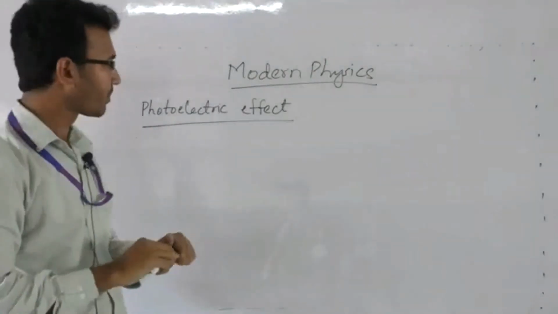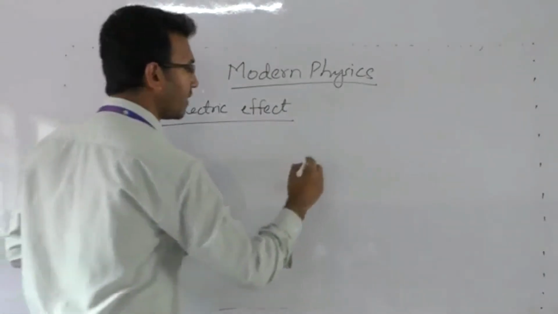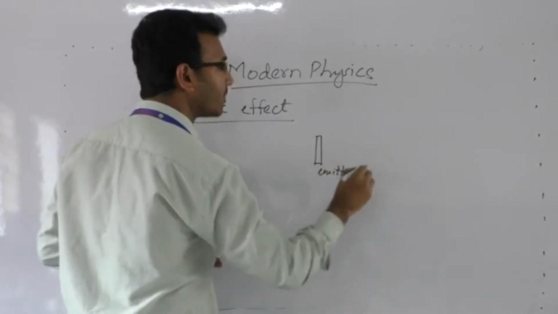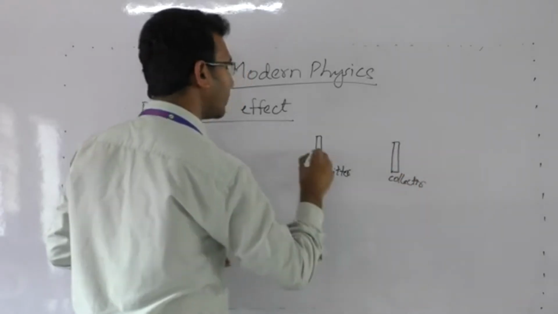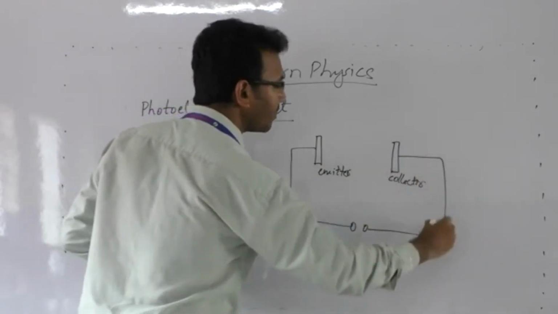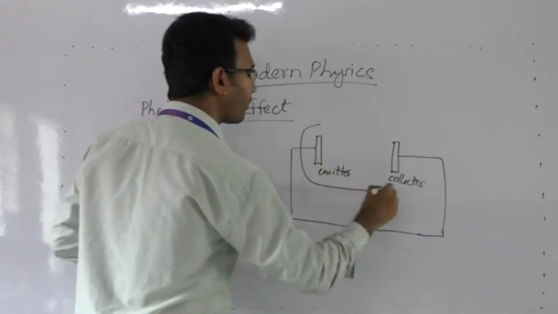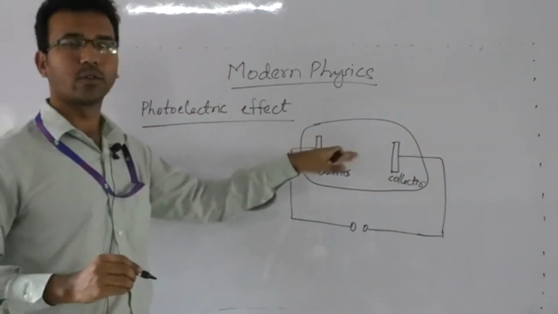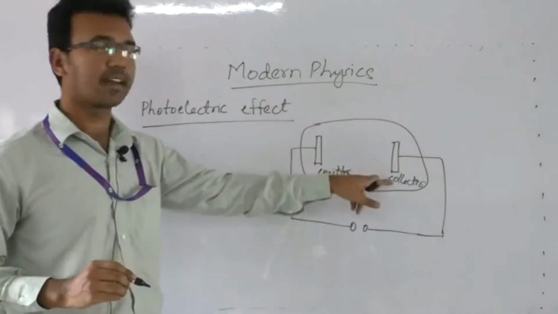Surprisingly, what happened was, I'll show an experimental setup for the photoelectric effect. You just have an emitter or cathode, and we have an anode or collector. You have a circuit, give a power supply, then put this in a vacuum chamber. Put these cathodes and anodes in a vacuum chamber. This is a vacuum chamber. This is an emitter and this is a collector.